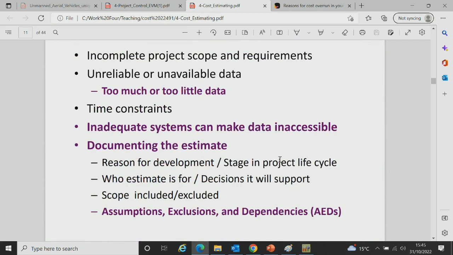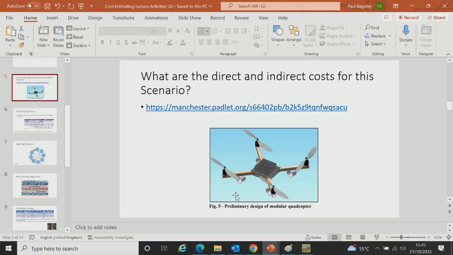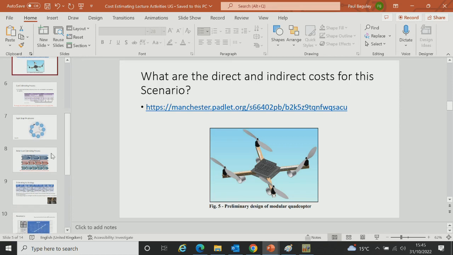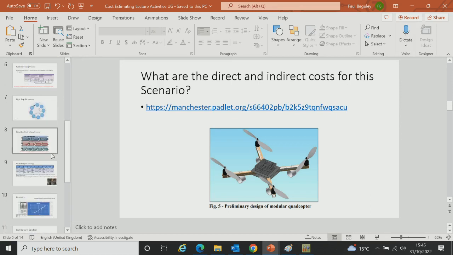So what do you do? So to develop an estimate, you need an estimating process. You need a standard estimating process. And you know this because there are examples of estimating processes in handbooks from different organizations from all around the world.